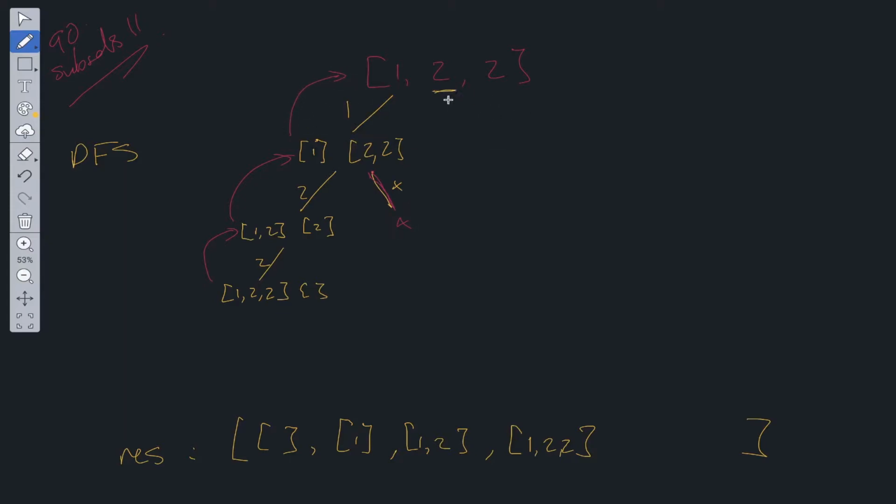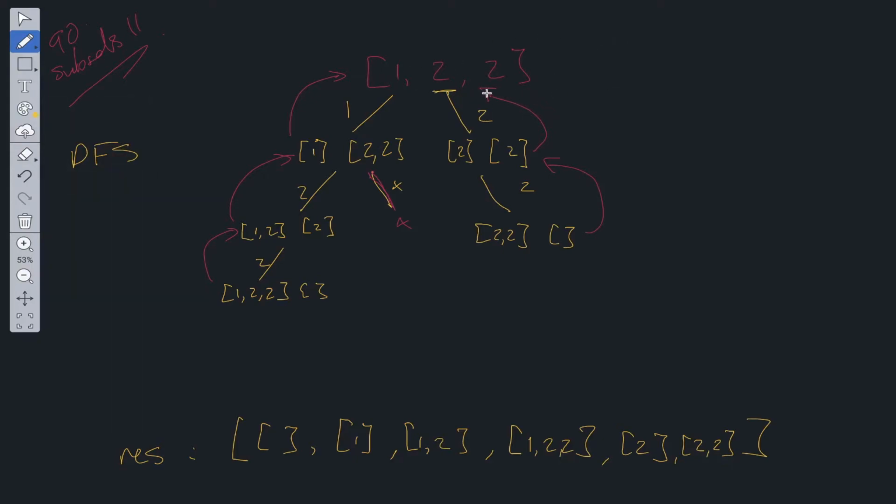Now we take 2. The current array is going to be 2, and we have 2 left to take, so we can add that into the result array. We take 2 again. In the current array, we now have 2, 2, and we have an empty array to search through, so we can add that into the result array. We have reached the end of that search, so we backtrack. Now we have no direction to go to, so we backtrack again.